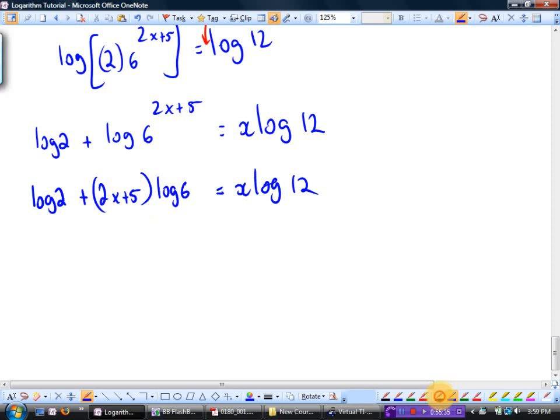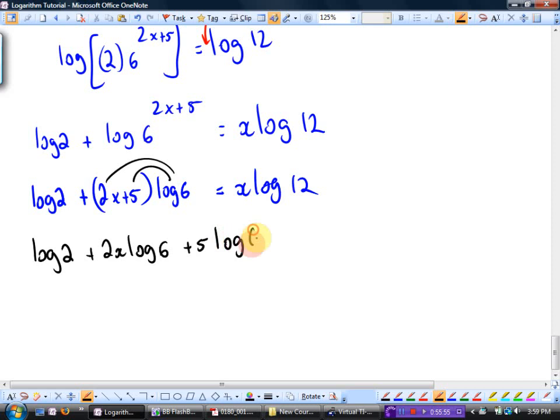Now what? What did I just write in here? Got to get rid of the brackets. I'm going to go like that and like that. So I'm going to get this: log 2 plus 2x log 6 plus 5 log 6 equals x log 12. Most people that get to this line get full marks.